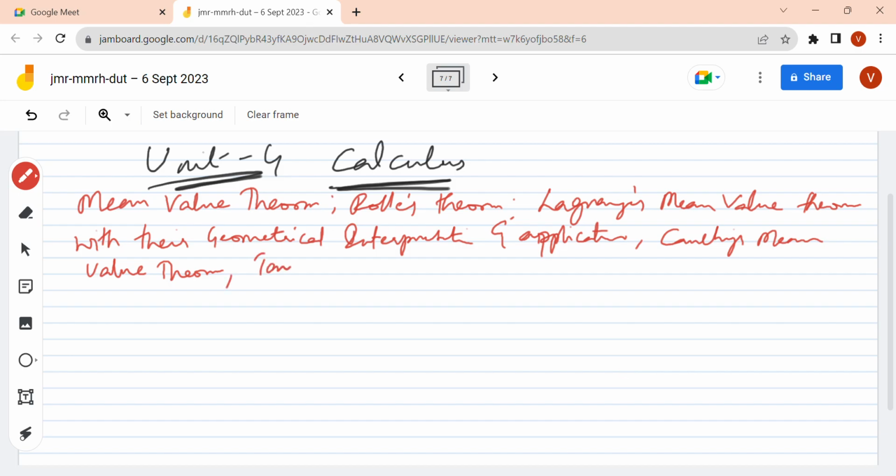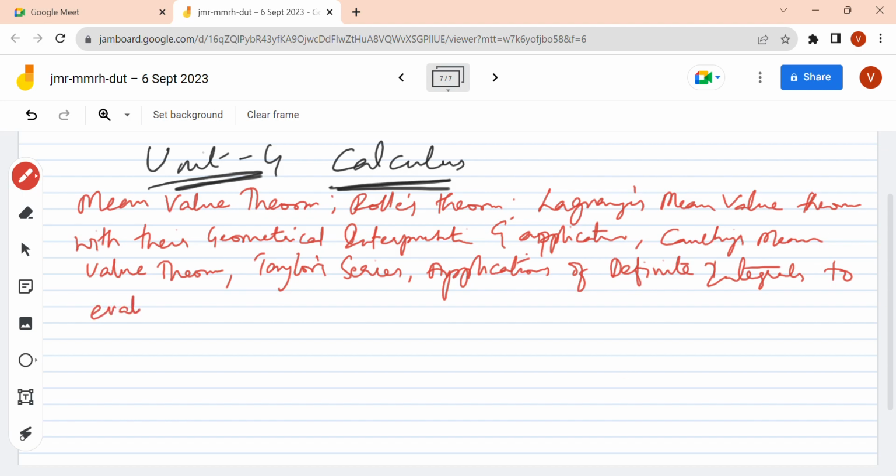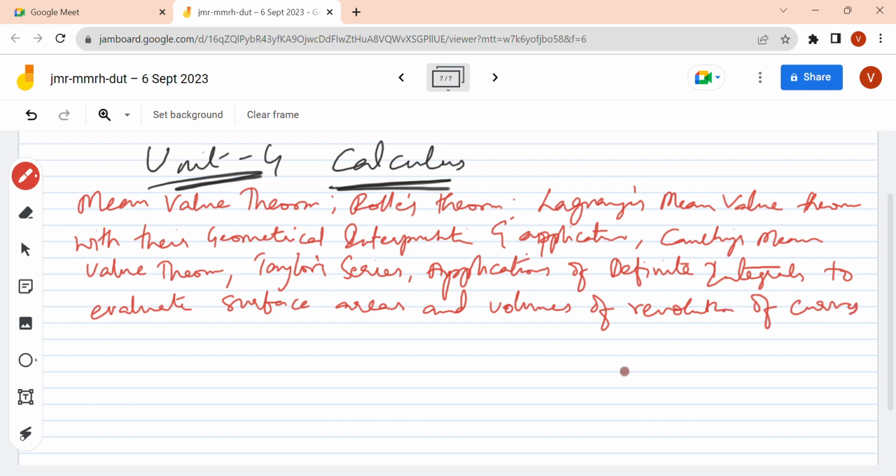Taylor series, applications of definite integrals. Applications of definite integrals to evaluate surface areas and volumes of revolutions of curves, only in Cartesian coordinates, that too.